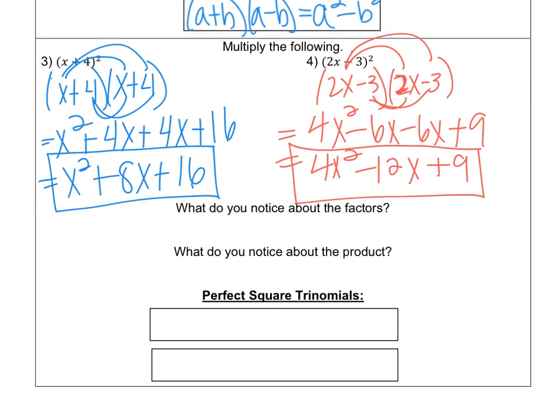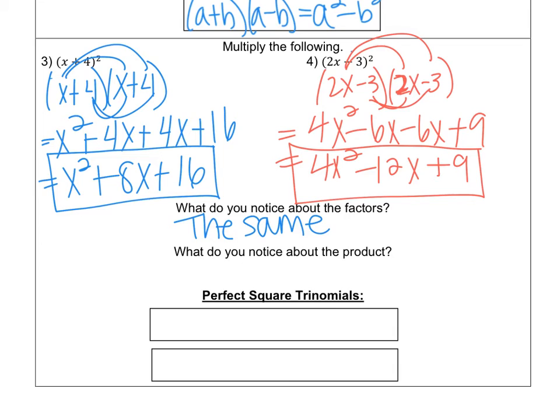So this time I want you to take a couple seconds again and take a look at the binomials. What do you notice about the factors, or the binomials themselves? We had x plus 4 squared, and then 2x minus 3 squared. Well, we were multiplying them by the same binomial, because anytime you square something, you're multiplying it by itself. So the factors, or the binomials, would be the same. What do you notice about the product?